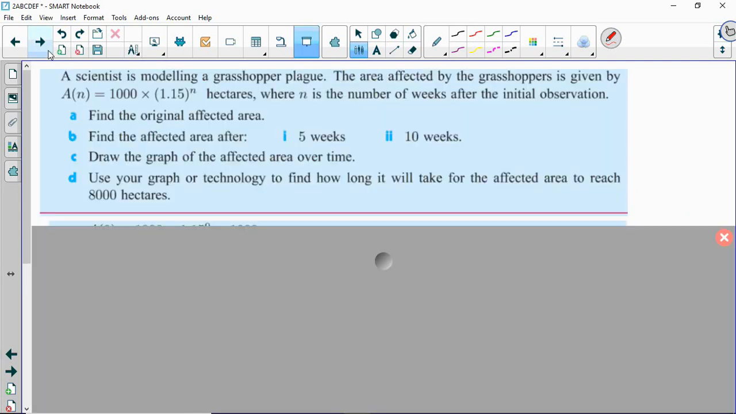So just here's a word problem for exponential growth, where we're measuring the area affected by a bunch of grasshoppers in this plague. This is classic. Love it. It's really not too bad though. Like they give you the model, they tell you what the variables stand for. Find the original affected area. Well, the original one was when no time had passed. So that means we just set n equal to 0.